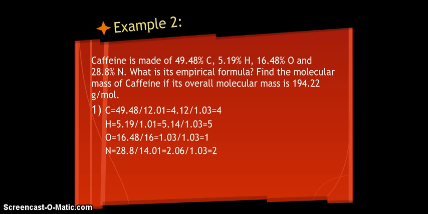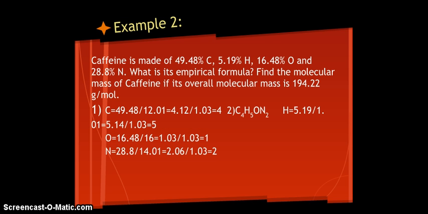Then we have to divide by the lowest number. So we divide by always the lowest number, which means 1.03. So we divide everything by 1.03, and that will give us C equals 4, H equals 5, O equals 1, and N equals 2.